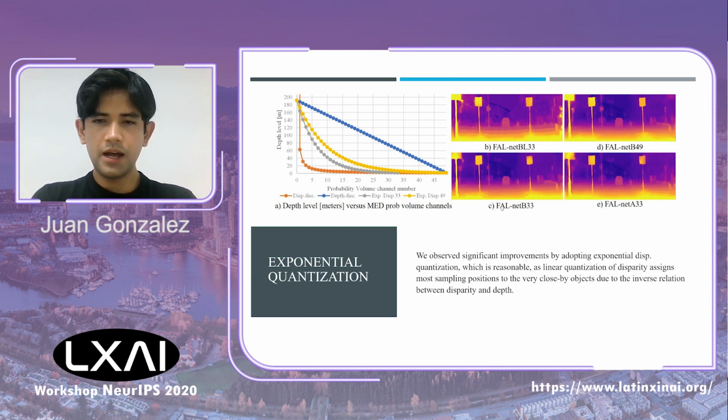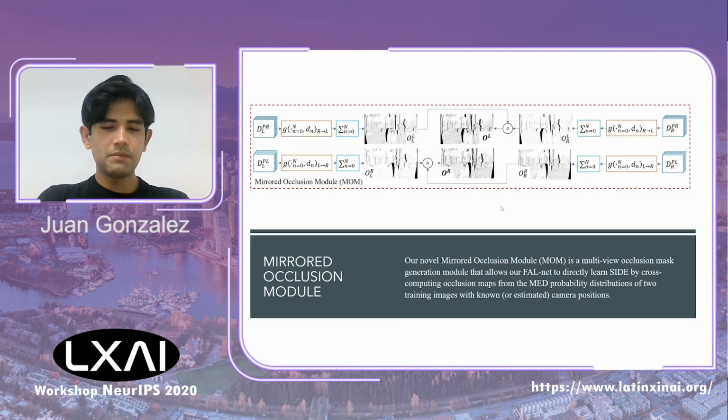We can compare linear quantized disparity in figure B and our exponential disparity quantization in figure D. As you can see, using linear quantization of disparity is very bad for the faraway objects, and also it does not produce a very smooth estimate in comparison with figures D, C, and E, which use exponential quantization of disparity.